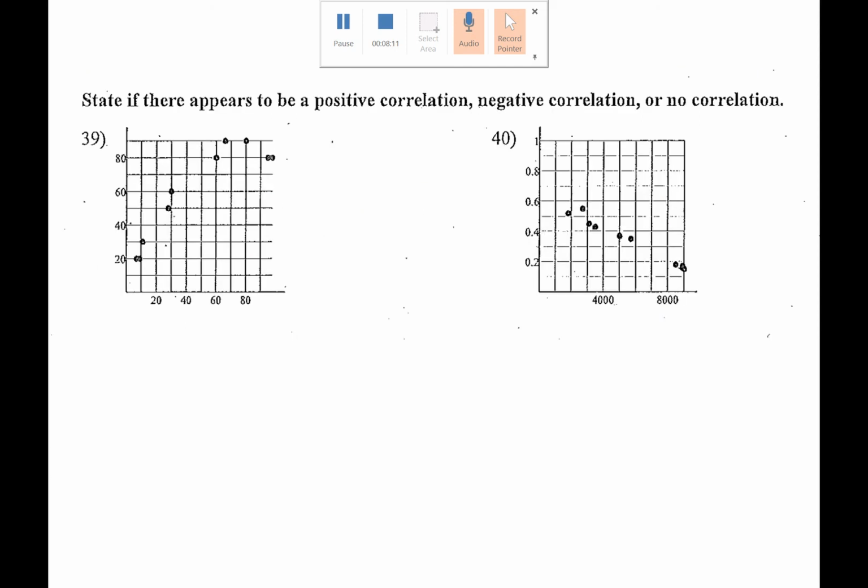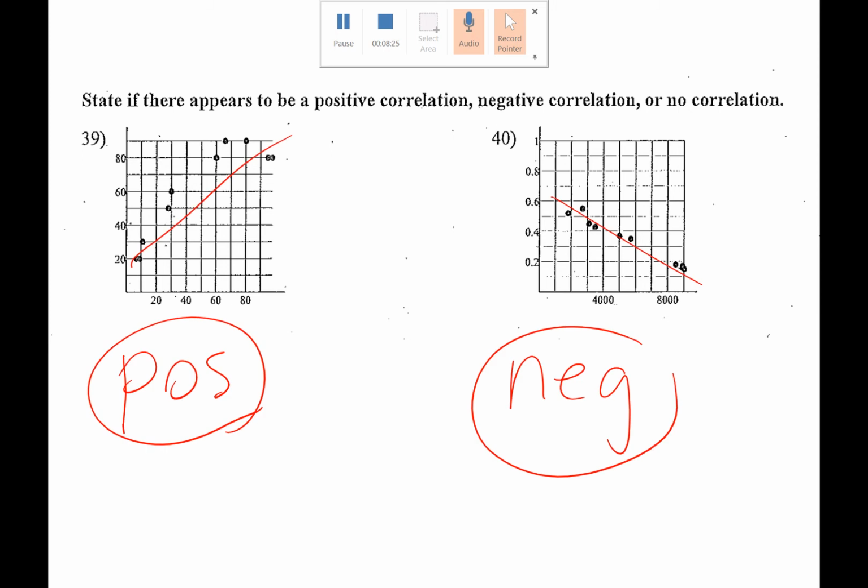Okay. For 39, we'll go ahead and flip our page. That's going to be a positive correlation, and 40 would be a negative. Because I do have the trend going up and going down. Remember, no correlation is like all over the place. There's no really way that you can follow it.